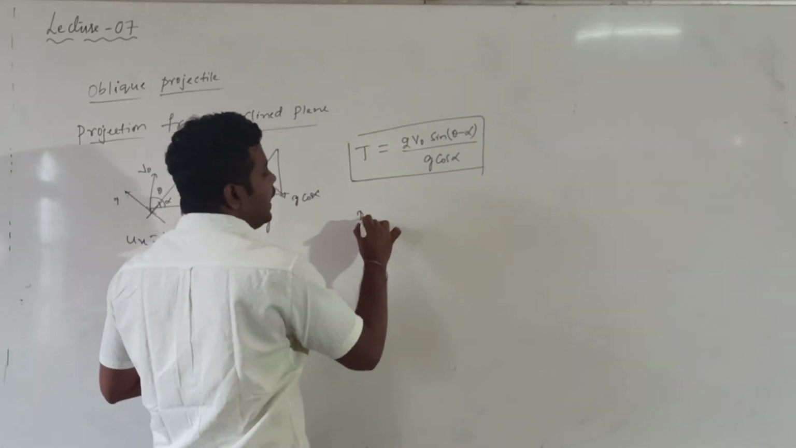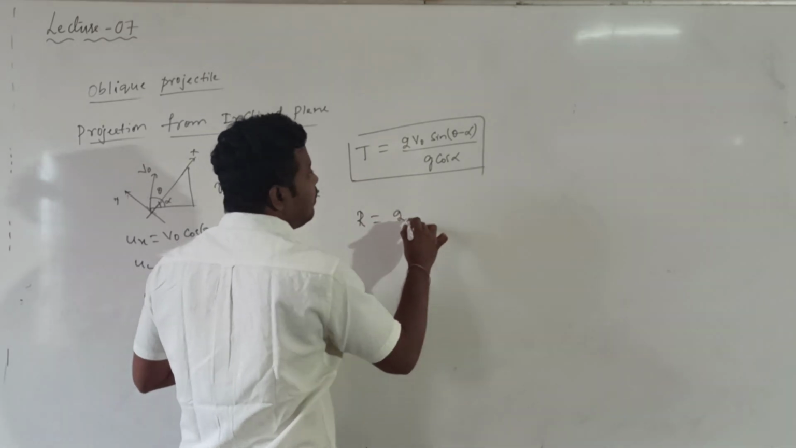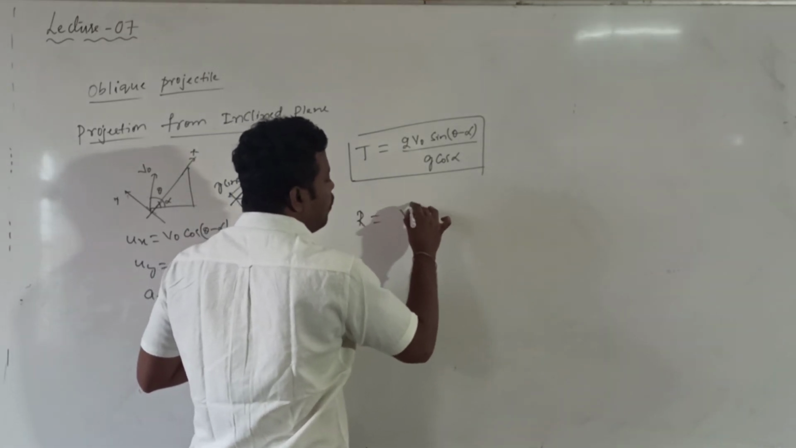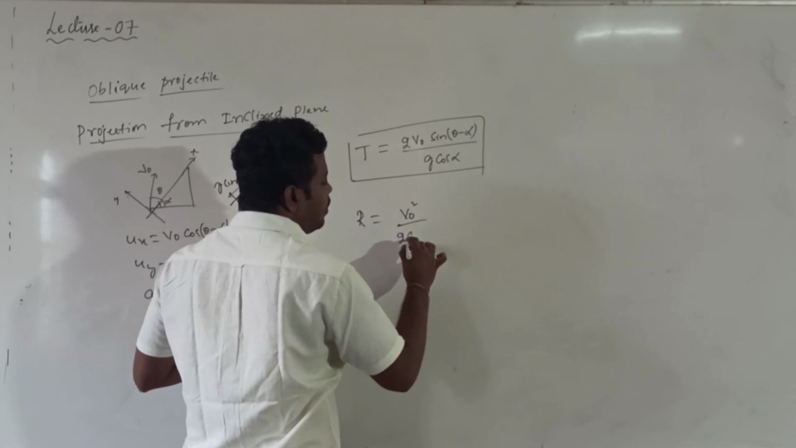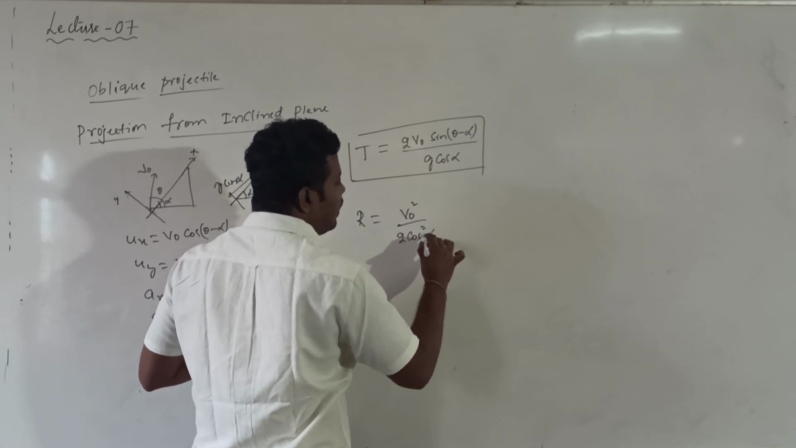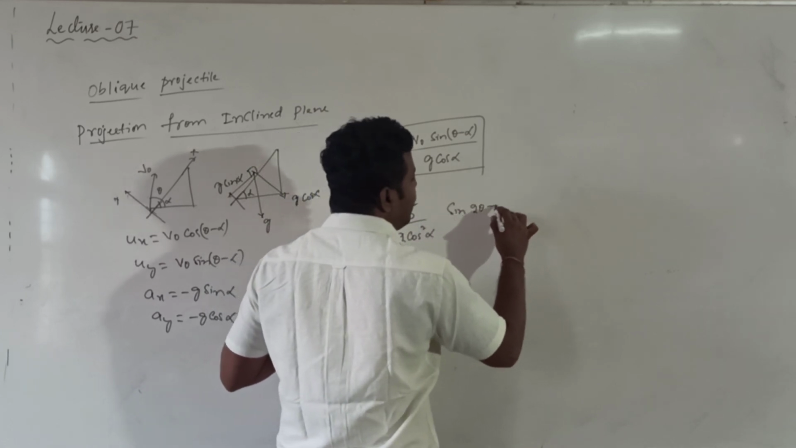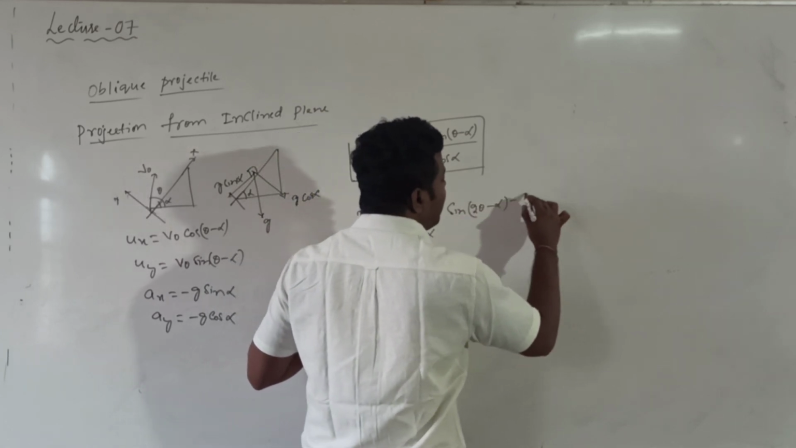Similarly, we can also calculate the range along the incline, which is given by 2 into v naught square divided by g into cos square alpha, into sin(theta minus alpha) into cos theta.